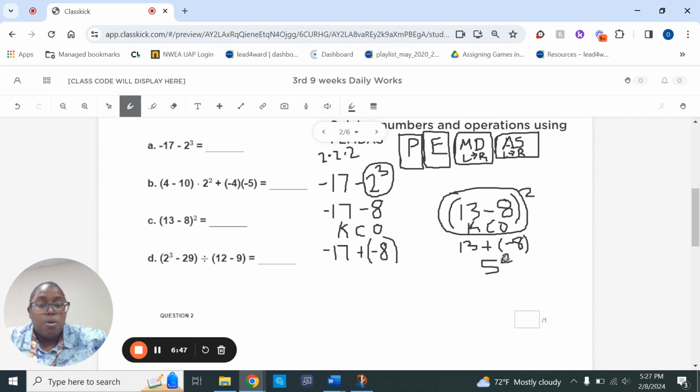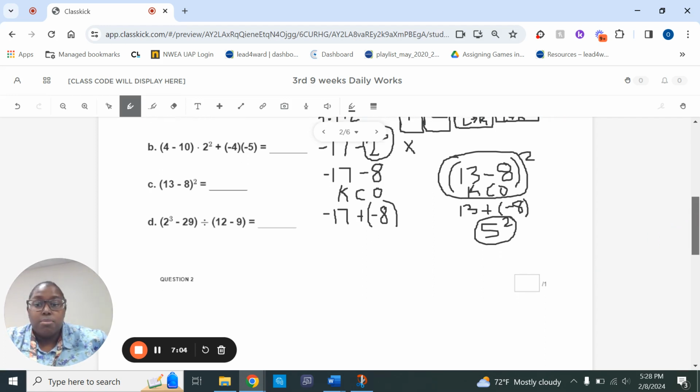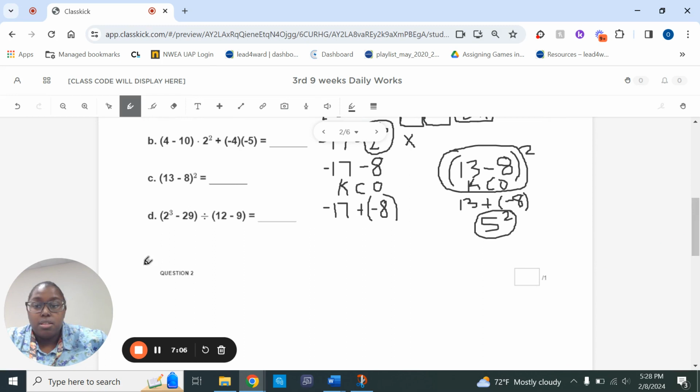Now, done with parentheses, the next one is exponents. This is all we have left. So you're going to solve it, and that's going to give you the answer to C. Now, B and D. Like I said, I'm going to help you set them up, but you're going to have to fill in the numbers.